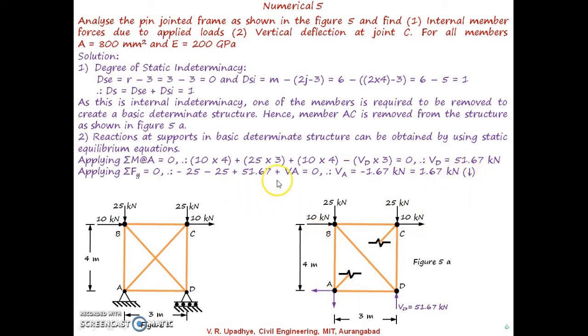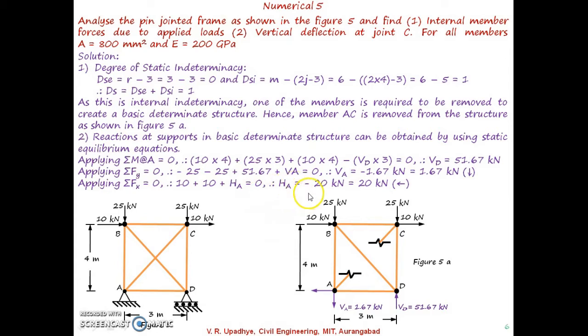So initially while writing this equation, we have considered it as upward, and due to calculation it is negative. So it says that it is a downward reaction. So similarly, we can go for finding the horizontal reaction at joint A or at support A. So if we apply summation Fx equal to 0, say if I am considering HA in the positive x direction initially, then the equation will become this: 10 force at joint B plus 10 at joint C and plus HA.